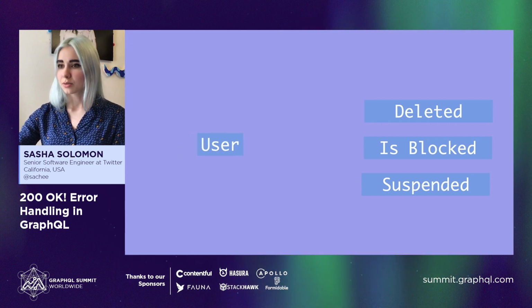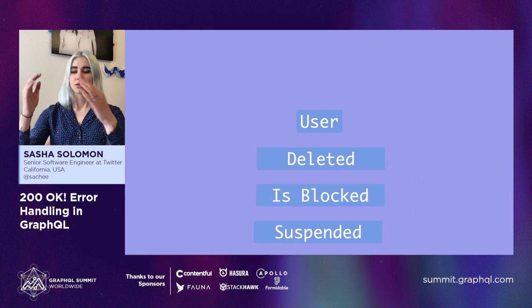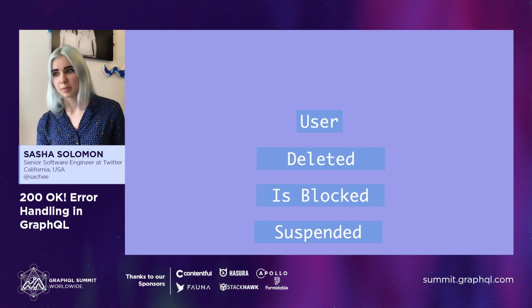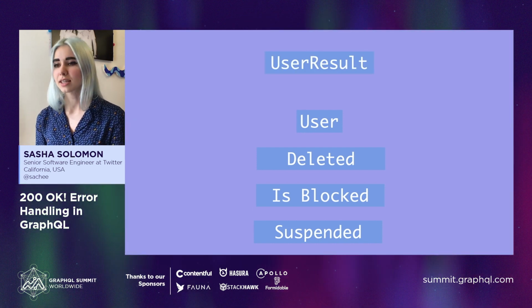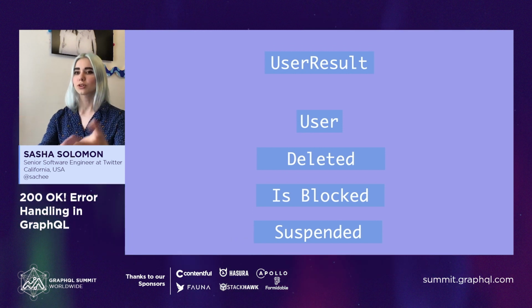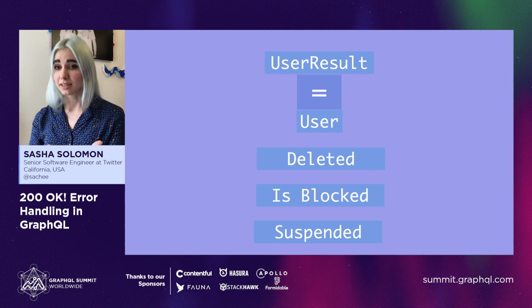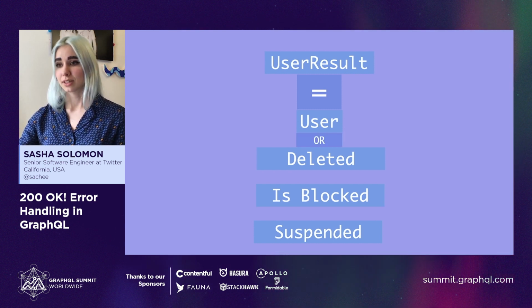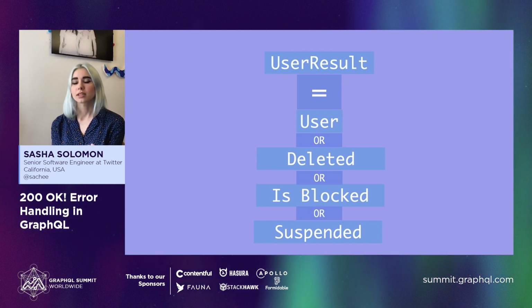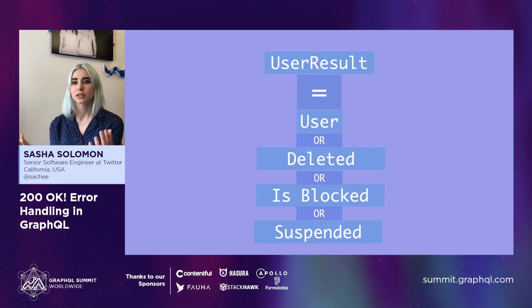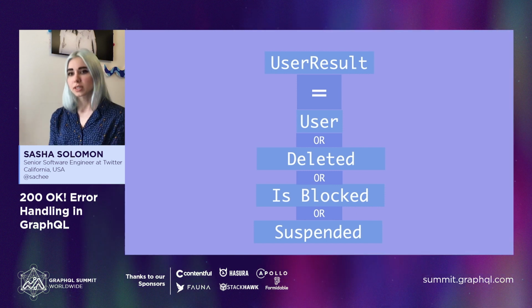So when we think about it this way, really our user is a user or they're deleted or they're blocked or they're suspended. So really that's kind of like a user result. We could say this is a user result. You can get a user or one of these many things that are different states of user. So really a user result is a user or they're deleted or that user is blocked or that user is suspended. So when we model things this way, it's actually kind of cool because now we've encoded all of these user states into our schema, and now we can query for them, which makes it pretty easy.